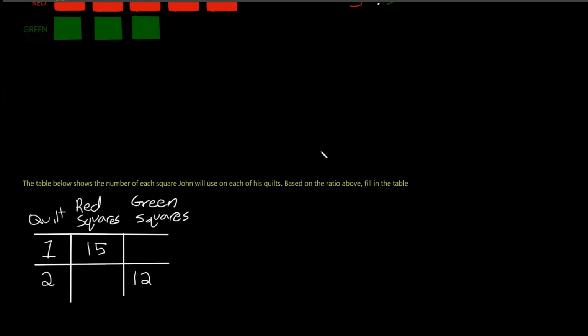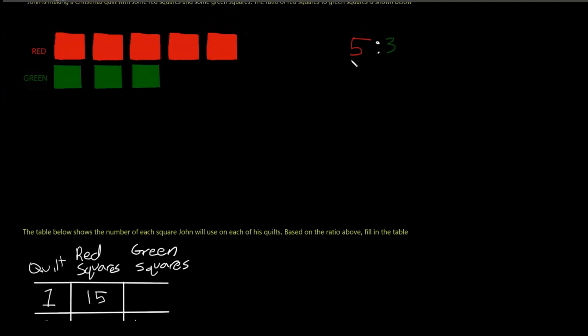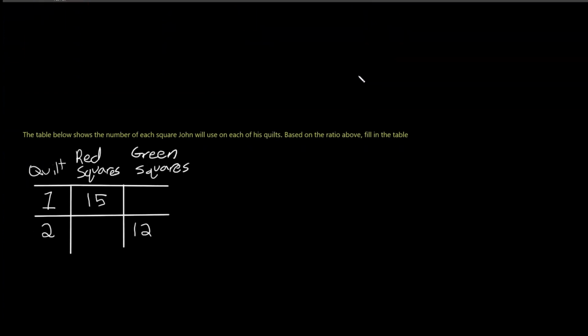The table below shows the number of each square John will use on each of his quilts. Based on the ratio above, fill in the table. So in order to do this, we need to remind ourselves exactly what a ratio tells us. A ratio is going to give us the relationship between two numbers of things. In this example, for every 5 red squares we have, we're going to have 3 green squares. We are going to have 3 green squares for every 5 red squares.